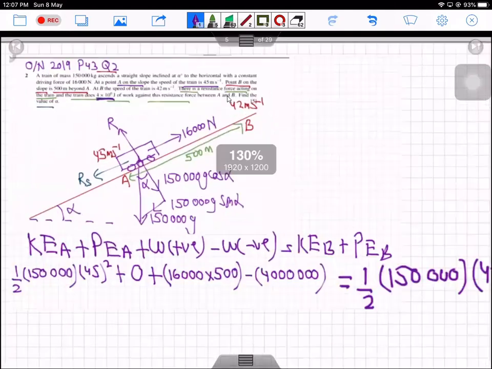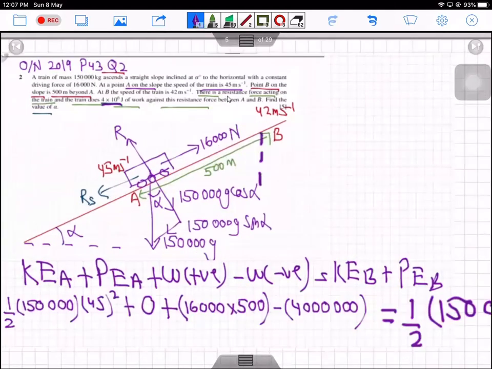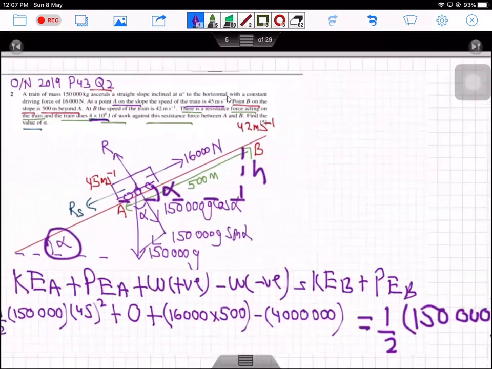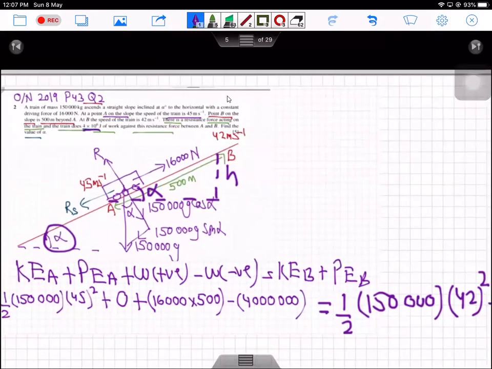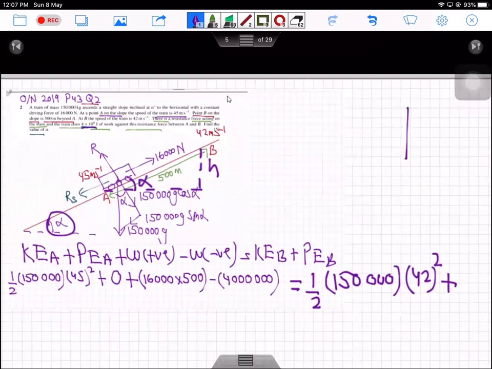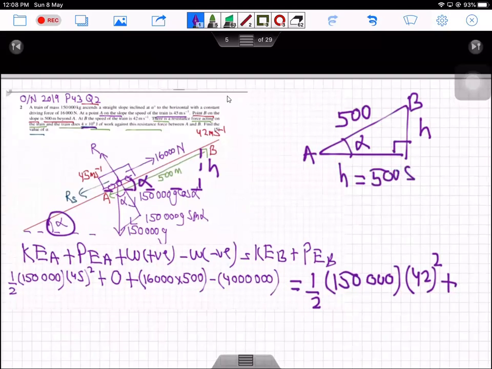And for that purpose, we need this height, this vertical height. So since this angle is alpha, this angle is also alpha. And here we have the height. We need to find the height in terms of alpha. So let's consider this right angle triangle in which we know the hypotenuse length AB is 500 and we need to find this height. Alpha is unknown. So height will be 500 multiplied by sine alpha.